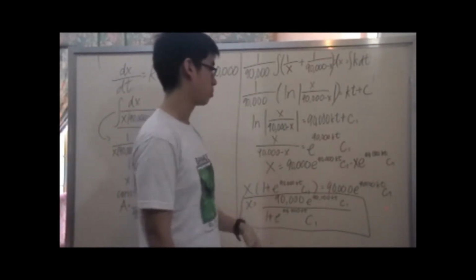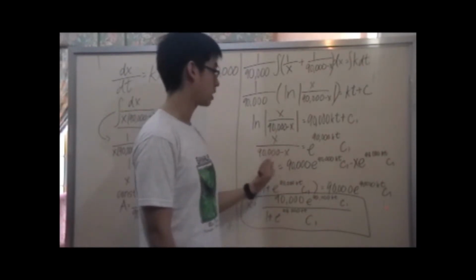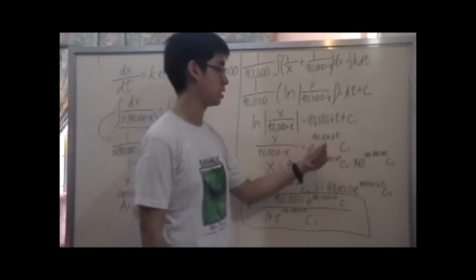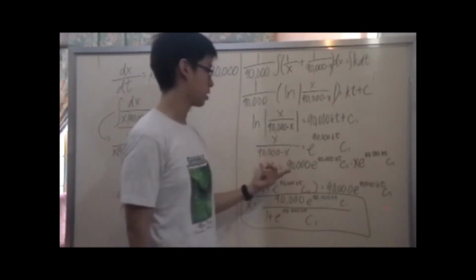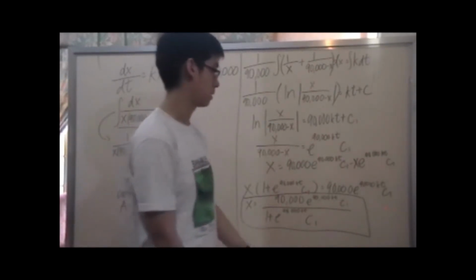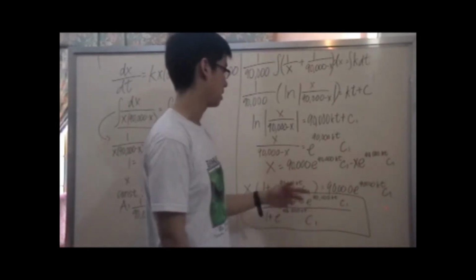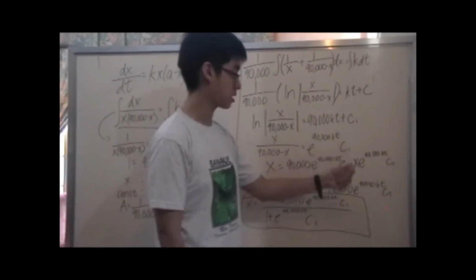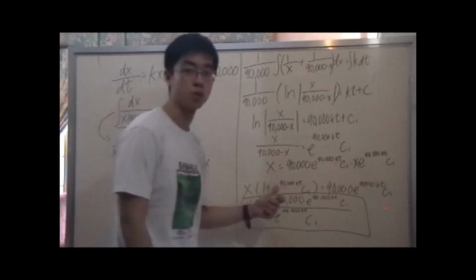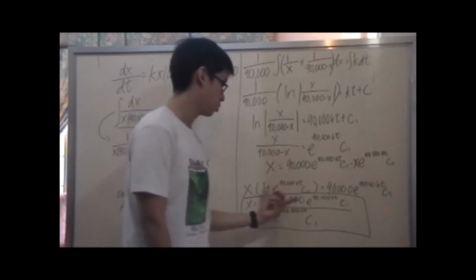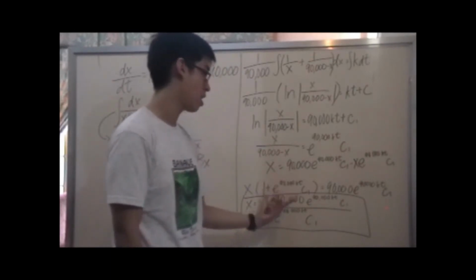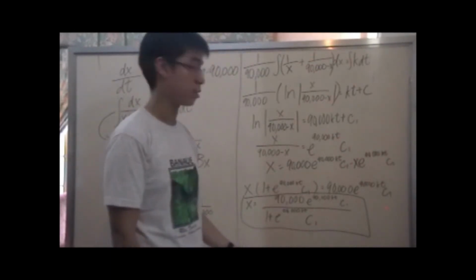Removing the logarithm, we get x over (90,000 minus x) equivalent to e raised to 90,000 kt plus C1. Multiplying (90,000 minus x) on both sides, we get 90,000 times e raised to 90,000 kt plus C1 minus x times e raised to 90,000 kt plus C1. Moving this to the left-hand side, we can factor x, and we divide both sides by 1 plus e raised to 90,000 kt plus C1. We get x as a function of time.